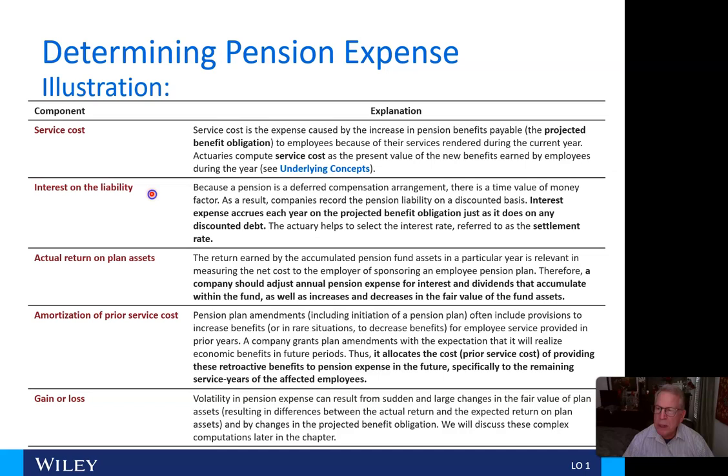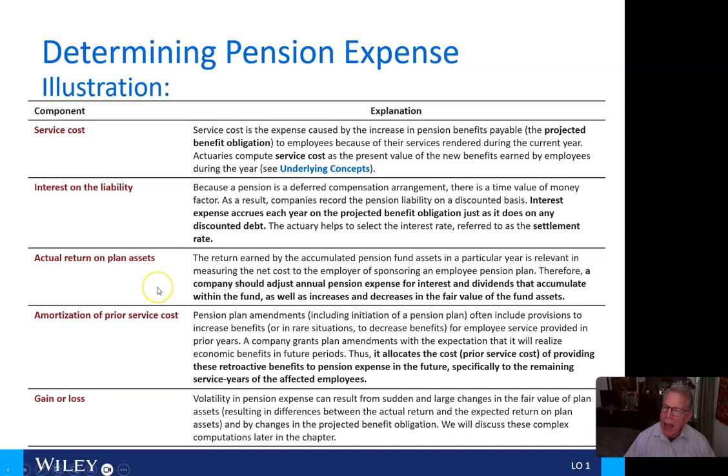The second is interest on the liability. Because a pension is a deferred compensation arrangement, there is a time value of money factor. As a result, companies record the pension liability on a discounted basis. Interest expense accrues each year on the projected benefit obligation, just as it does on any discounted debt. So the actuary helps to select the interest rate, referred to as the settlement rate.